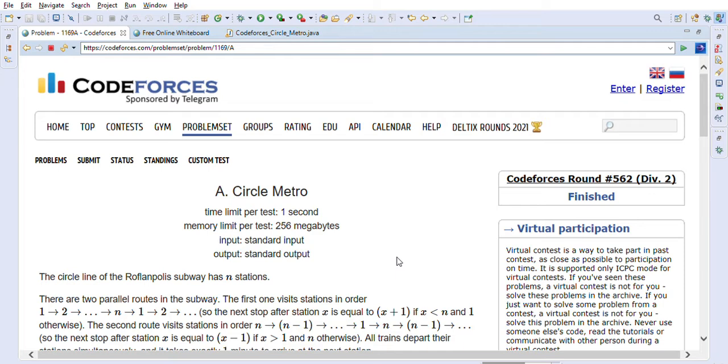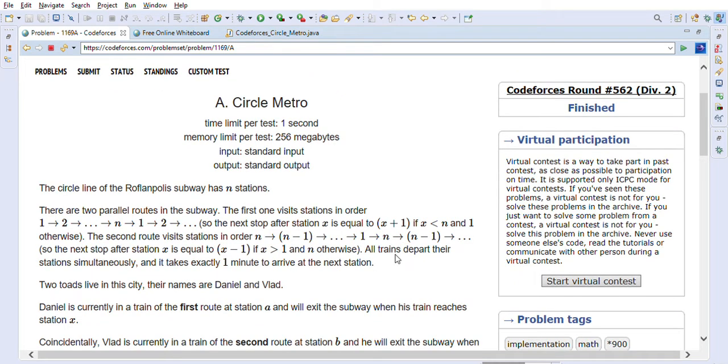So let's go through the Circle Metro problem description first, and we will go through some examples and the solution. The Circle line of Roflanopolis subway has n stations. There are two parallel routes in the subway. The first one visits stations in order 1 to n, right? 1, 2, 3, 4 and until the end. And after n, after the end station, again it will go 1, 2, 3, 4, right? Because it's a circular path. So the next stop after station X is equal to X plus 1 if X is less than n and 1 otherwise, which means that it's a circular station.